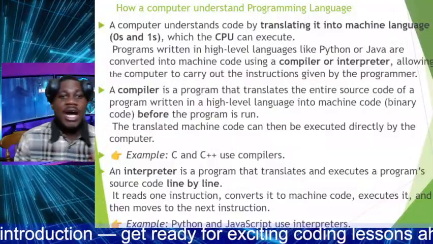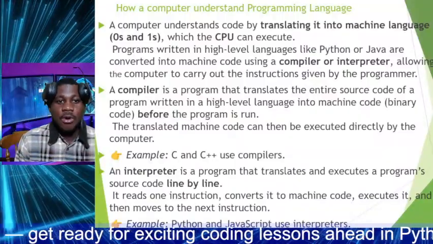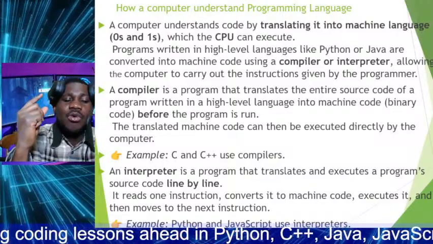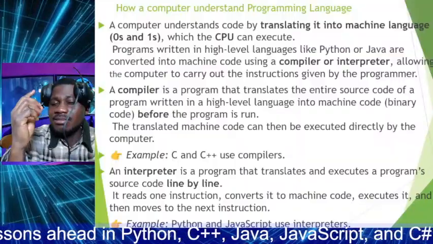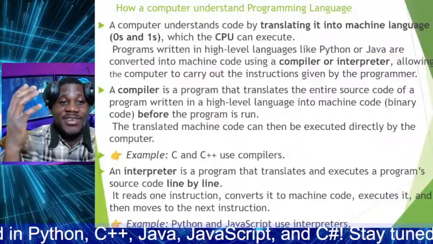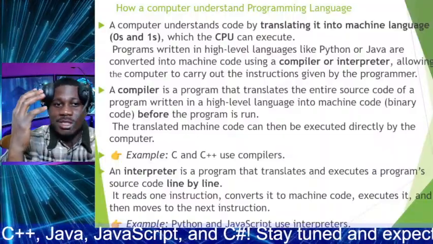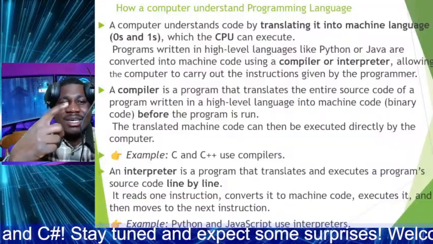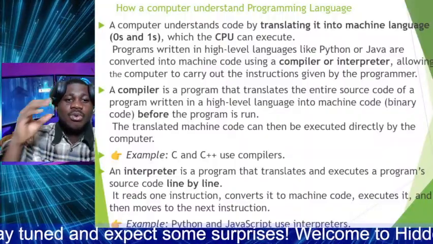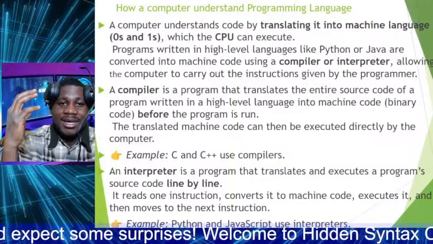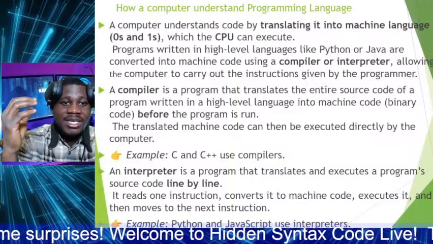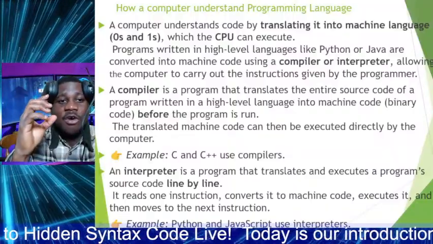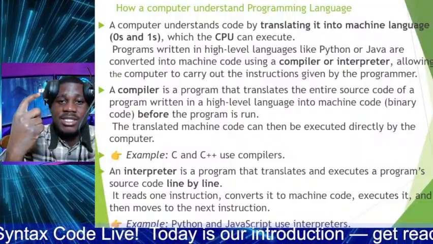So we are now coming to learn about how a computer understands programming languages. Programmers write if, else, print, input, and those programming keywords, but you must understand that something translates these to machine language. How a computer understands programming languages is through translating natural languages to machine language.